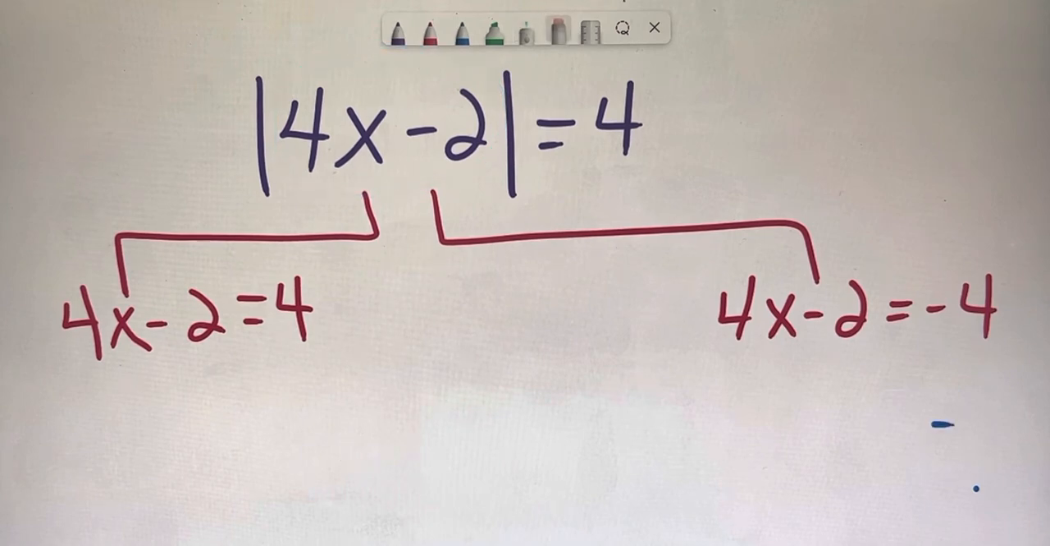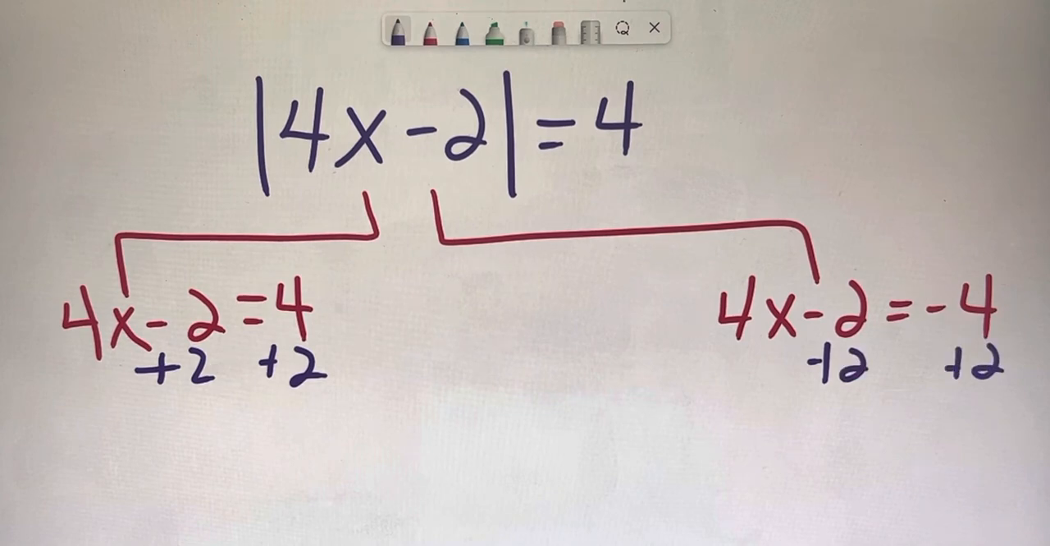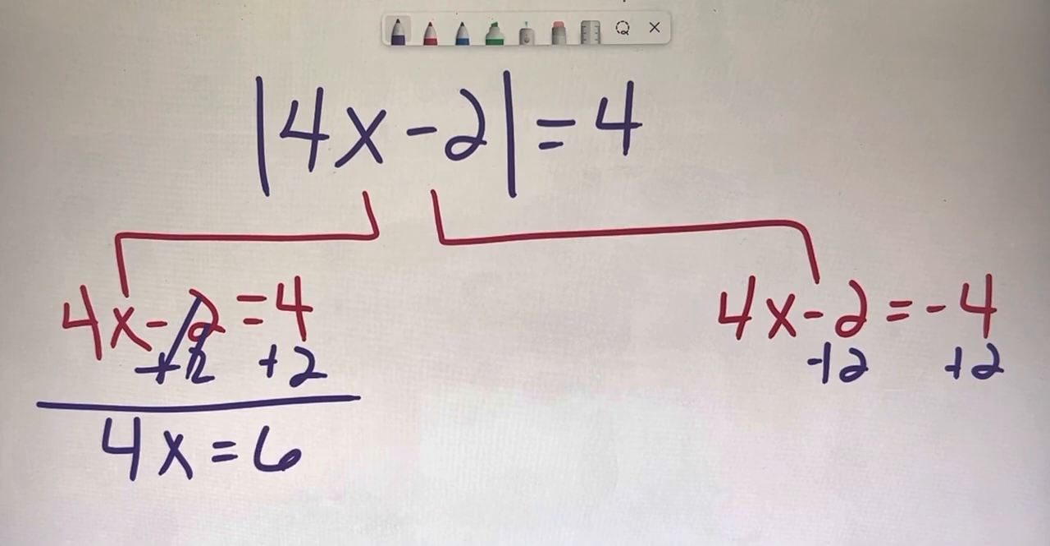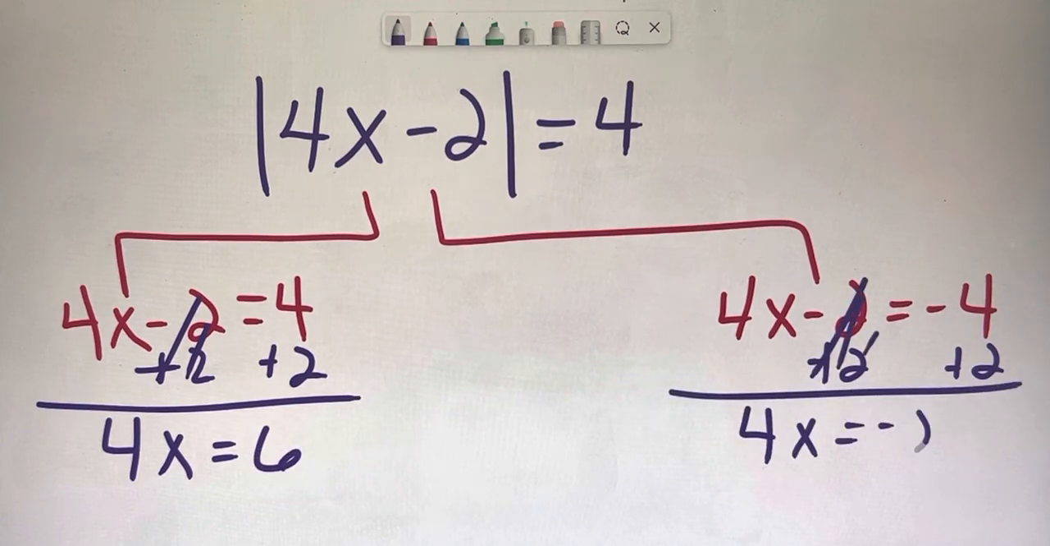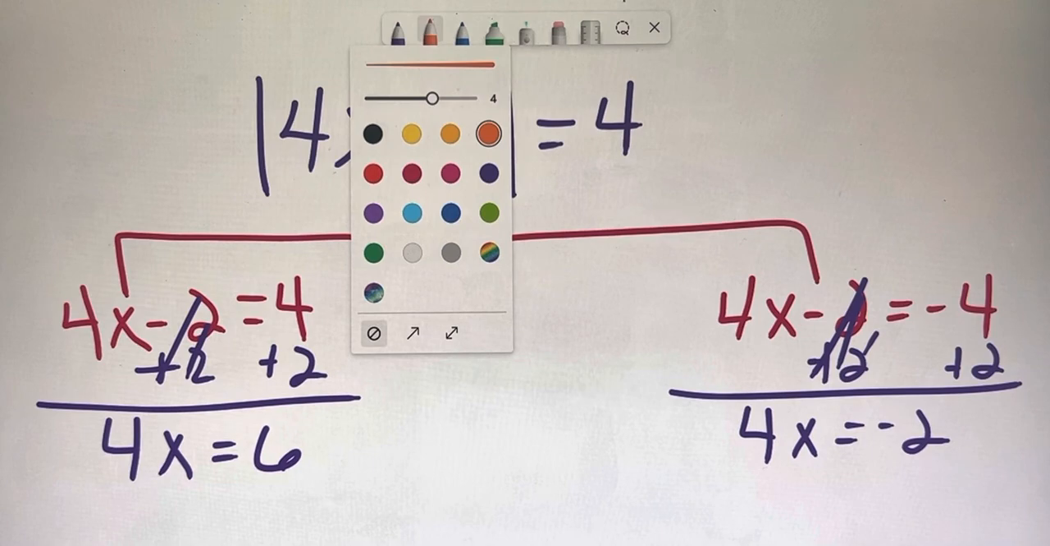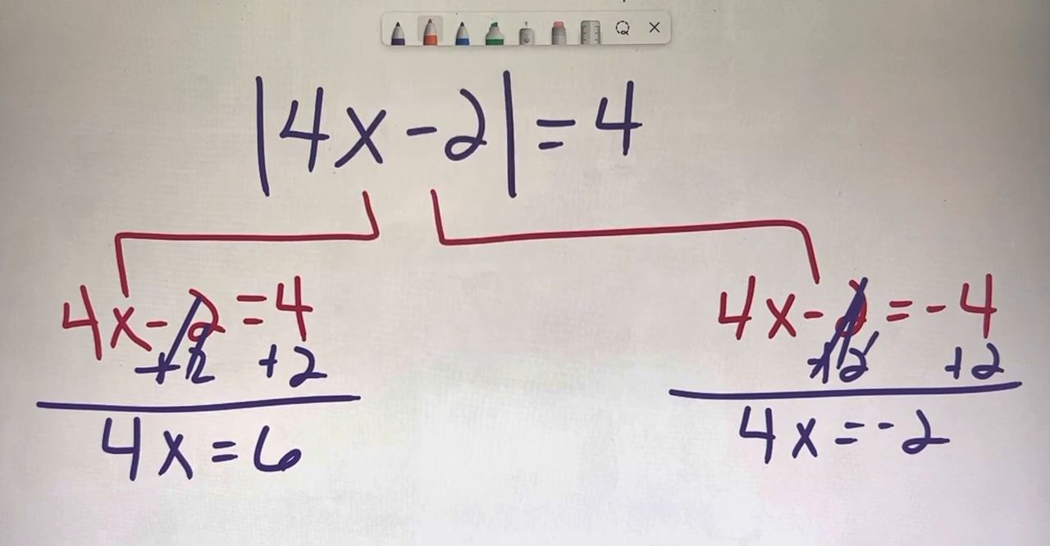So now we're just going to solve this just like we would solve any other equation. I'm going to get rid of the -2 by adding it to both sides. And it will zero out, and I'm left with 4x equals 6. And on this side it zeroes out, and I'm left with 4x equals -2. And my next step, let's make a different color. Let's go with orange. Okay, my next step, I have to get rid of the 4 since it's multiplying by the x. I'm going to divide both sides by 4.